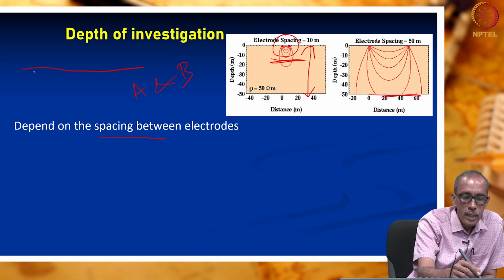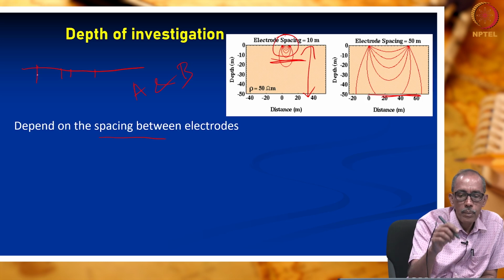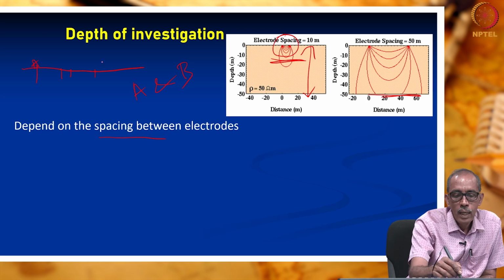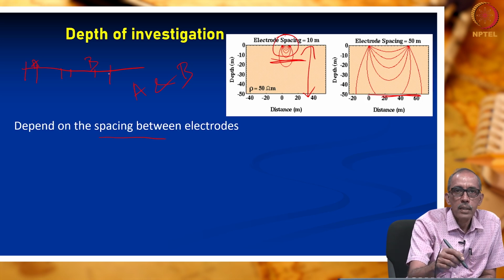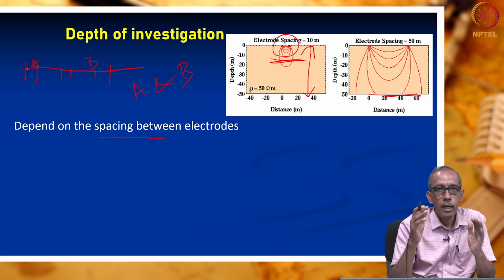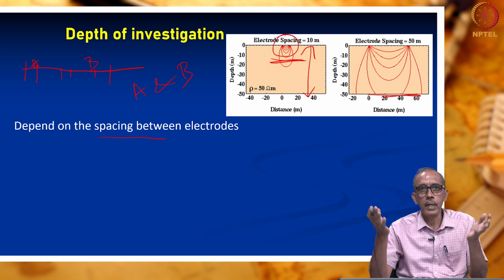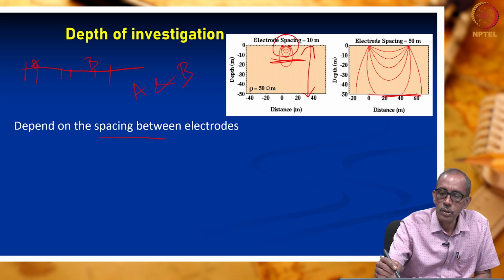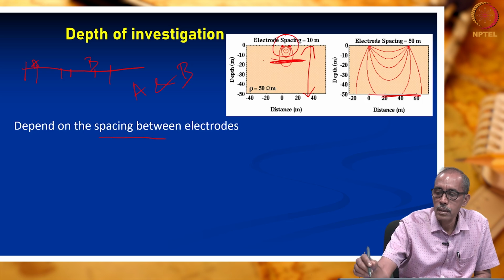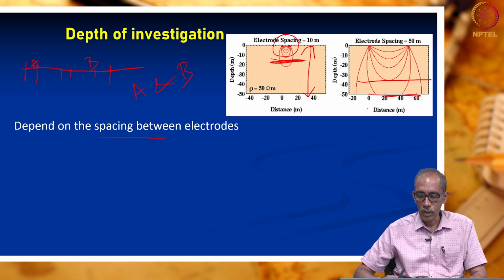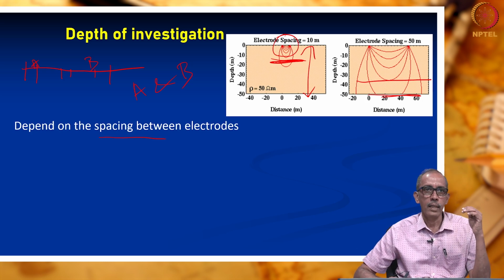That is, here is the ground surface. In the ground surface, these are the potential. Let us imagine we are doing Schlumberger method. This is A and B. I have taken one measurement. Then I am moving A and B to this location. So, when I move A and B further and further, depth of penetration is going to increase, as you see in this picture. When it is only 10 meters, depth of penetration is this. Distance between the two electrodes are increasing. You can see the current goes to greater depth. So, it is related to the electrode spacing.